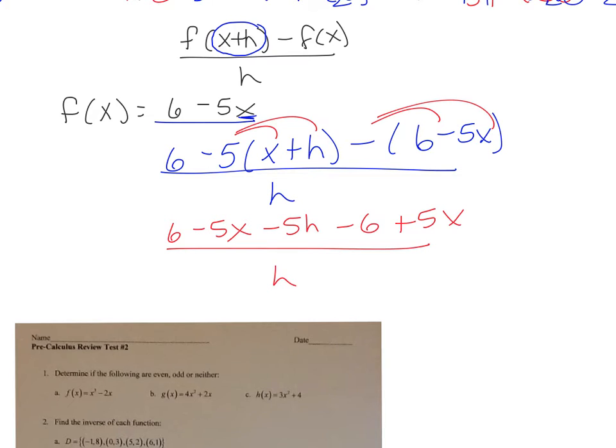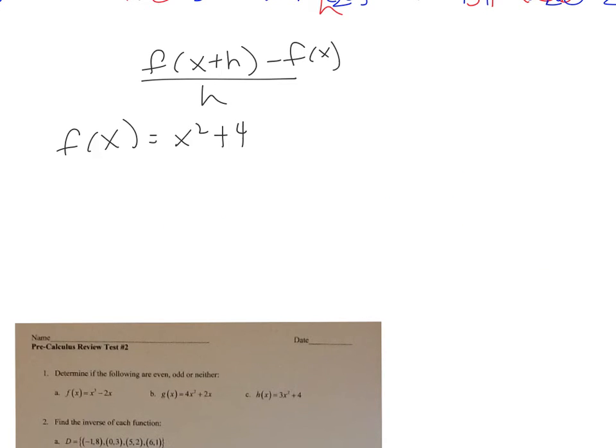All right, so we have positive 6, negative 6 cancel. Negative 5x, positive 5x cancel out. So I'm left with negative 5 over h, negative 5h over h. The h is reduced, so I'm left with negative 5. All right, so let's take a look at the next one.